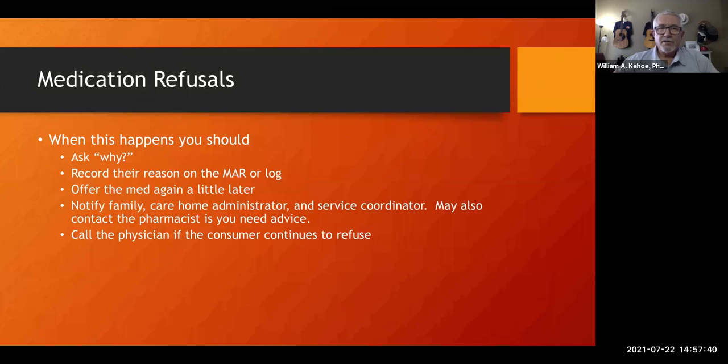Now, what should you do? Well, you can ask the consumer, well, why? Sometimes you might get good information, like they might be able to tell you, this upsets my stomach, or this tablet's too big, I can't swallow it. Or whatever. So sometimes you can find out things that are actually correctable. From time to time, I get notes from service coordinators saying they just can't get this person to take his or her medications because he can't swallow them. What can we do? And I look up and find, well, it's available as a liquid, and I send them a note back saying, have the doc change it to the liquid preparation.